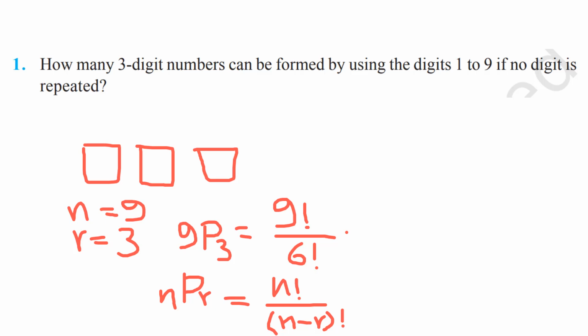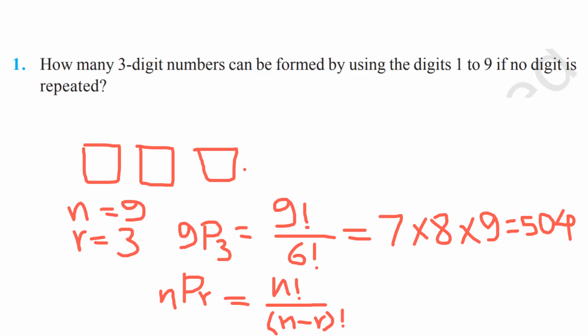9 factorial divided by 6 factorial: 9 factorial is 6 factorial multiplied by 7, 8 and 9. So 6 factorial will be eliminated from 9 factorial, and then the remaining 7, 8 and 9. If you multiply 7, 8 and 9, what do we get? 504. So we can have 504 3-digit numbers.